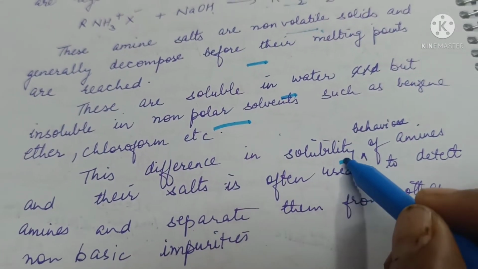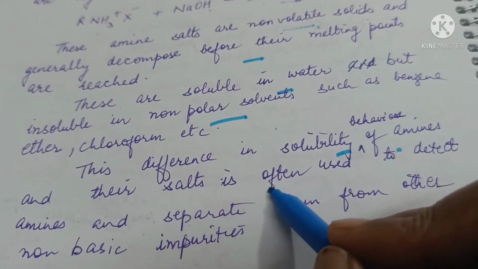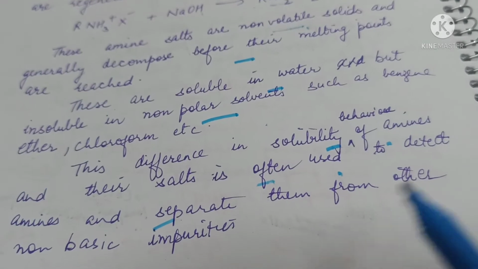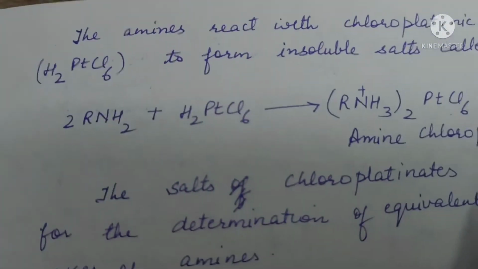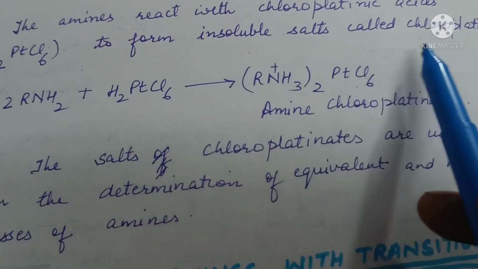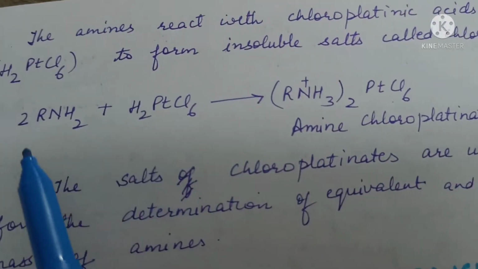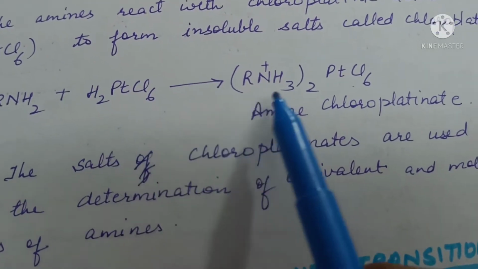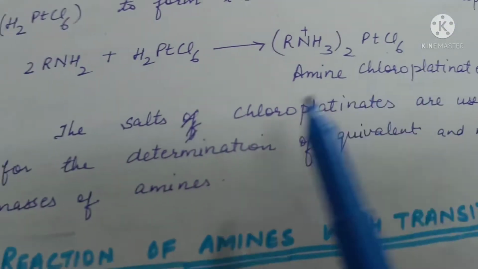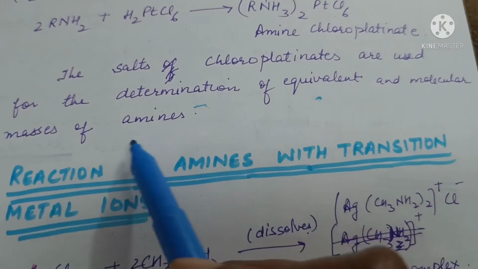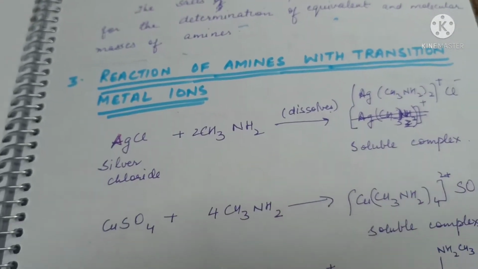So this difference in solubility behavior of amines and their salts is often used to detect amines and separate them from other non-basic impurities. The amines react with chloroplatinic acid, H2PtCl6, to form insoluble salts called chloroplatinates. So amine will react with chloroplatinic acid to form amine chloroplatinates. These salts are used for determination of equivalent and molecular masses of amines.